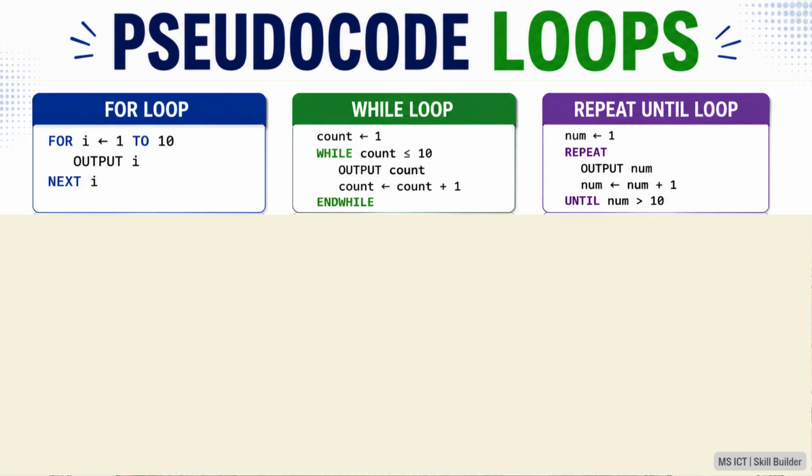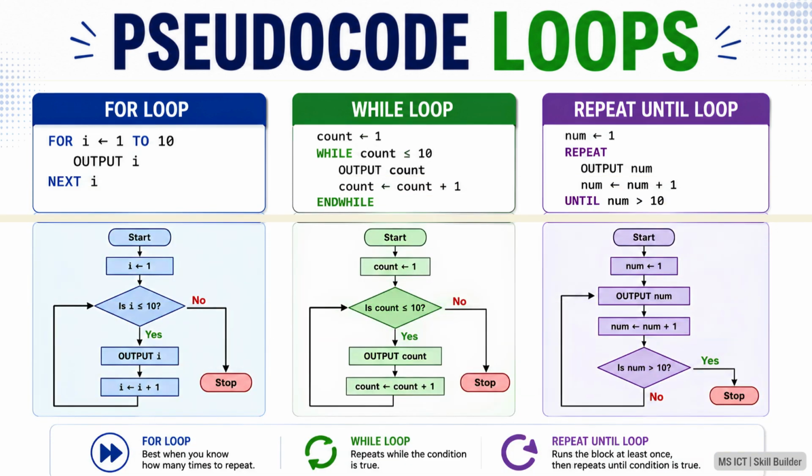Master the decision matrix and read exam prompts for these specific triggers. Selecting the right loop means matching code structure to the problem's requirements.